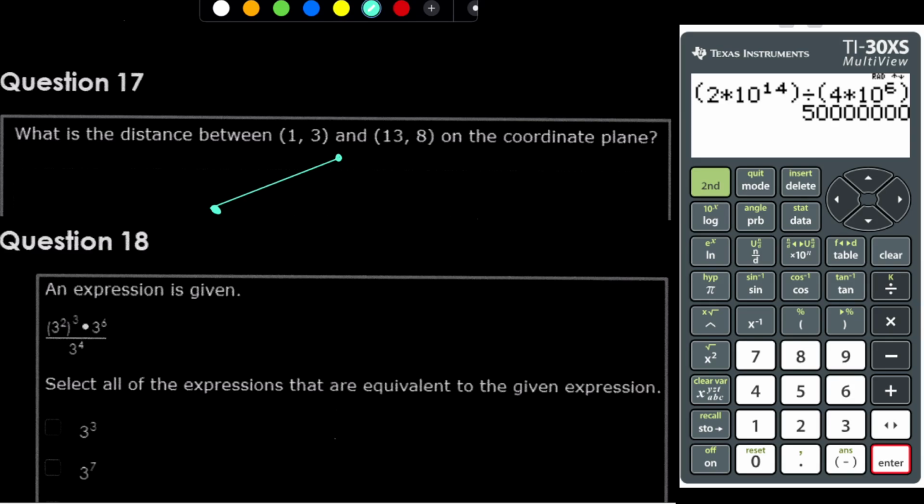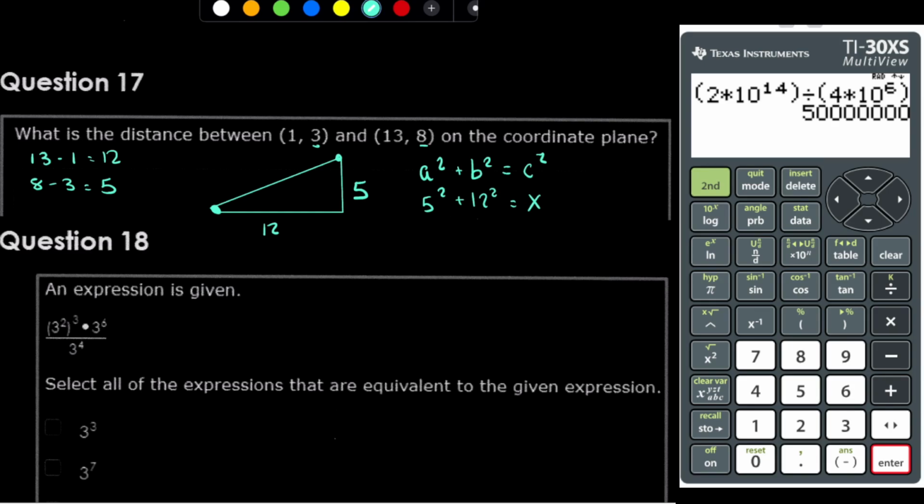And what you can figure out is how far you had to move along the x-axis by doing 13 minus 1, which would be 12. And how far you had to move on the y-axis, which would be 8 minus 3, or 5. And then it becomes Pythagorean theorem. a squared plus b squared equals c squared. 5 squared plus 12 squared equals x squared.